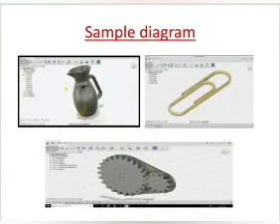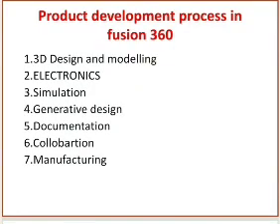These are sample diagrams of Fusion 360. The first one is a jug, the second one is a table pin, and the third one is a spur gear. These are drawn using Fusion 360 software. Now see the next slide.